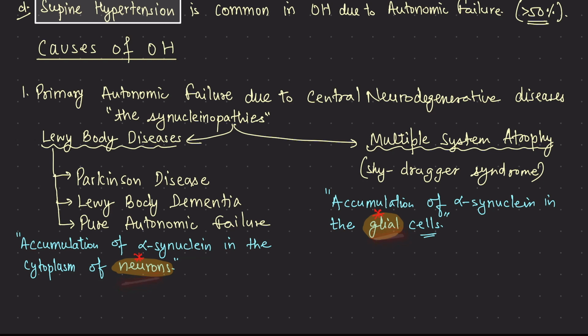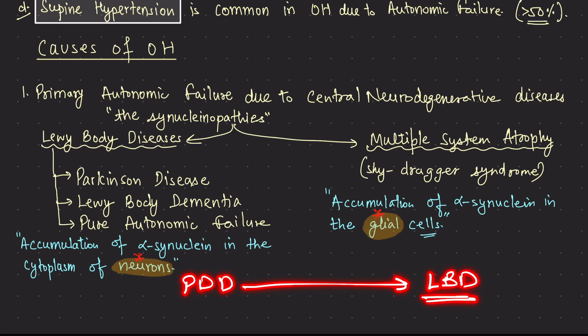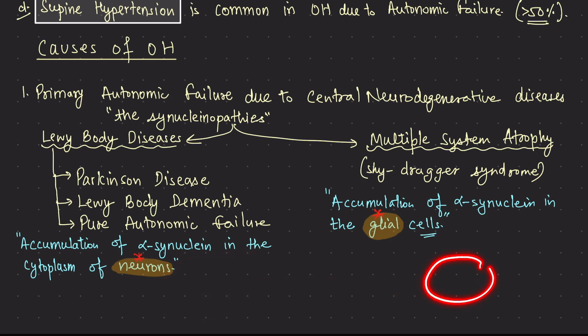What? There is accumulation of alpha-synuclein. Two categories of synucleinopathies. One is the Lewy body disease. It is a spectrum of diseases in which on one end there is Parkinson disease with dementia, and on the other end there is Lewy body disease or Lewy body dementia. Right. In Parkinson disease there is Parkinsonism also. In Lewy body disease there is dementia, just dementia.